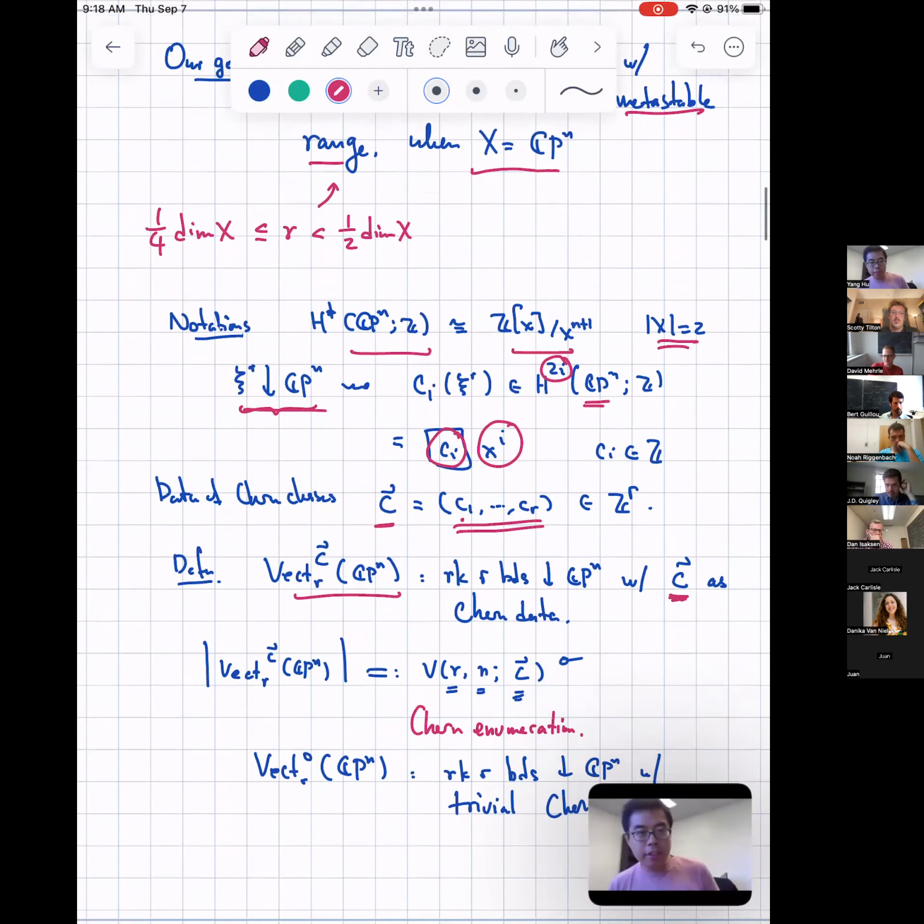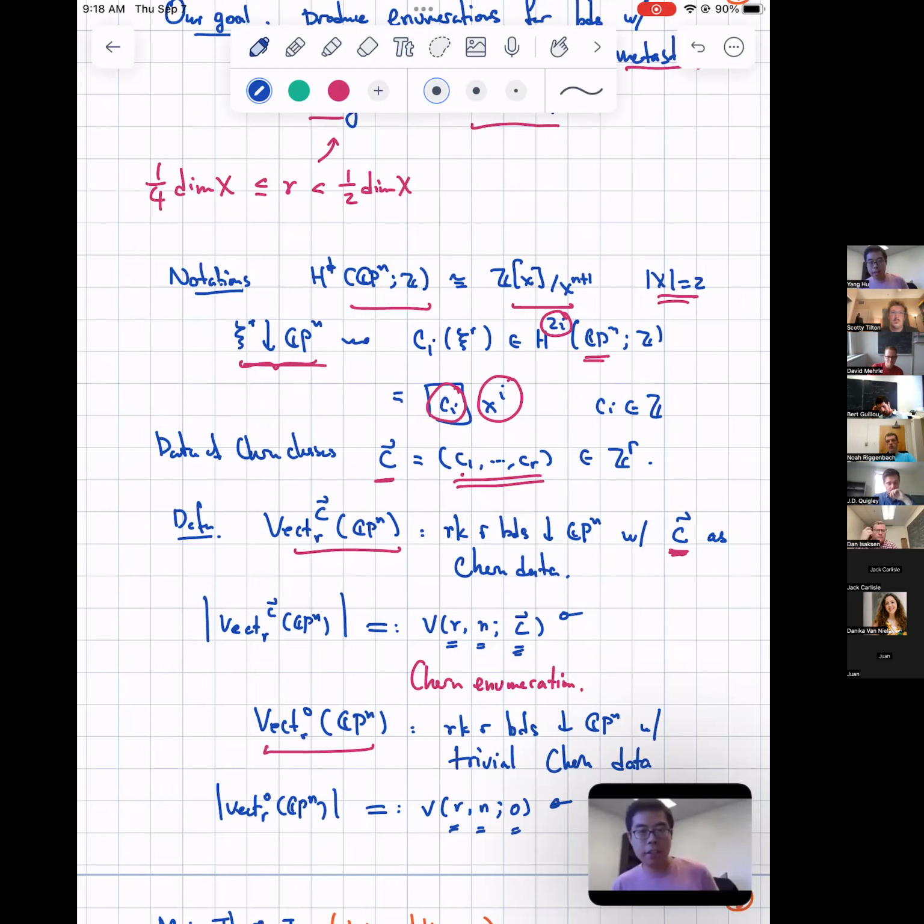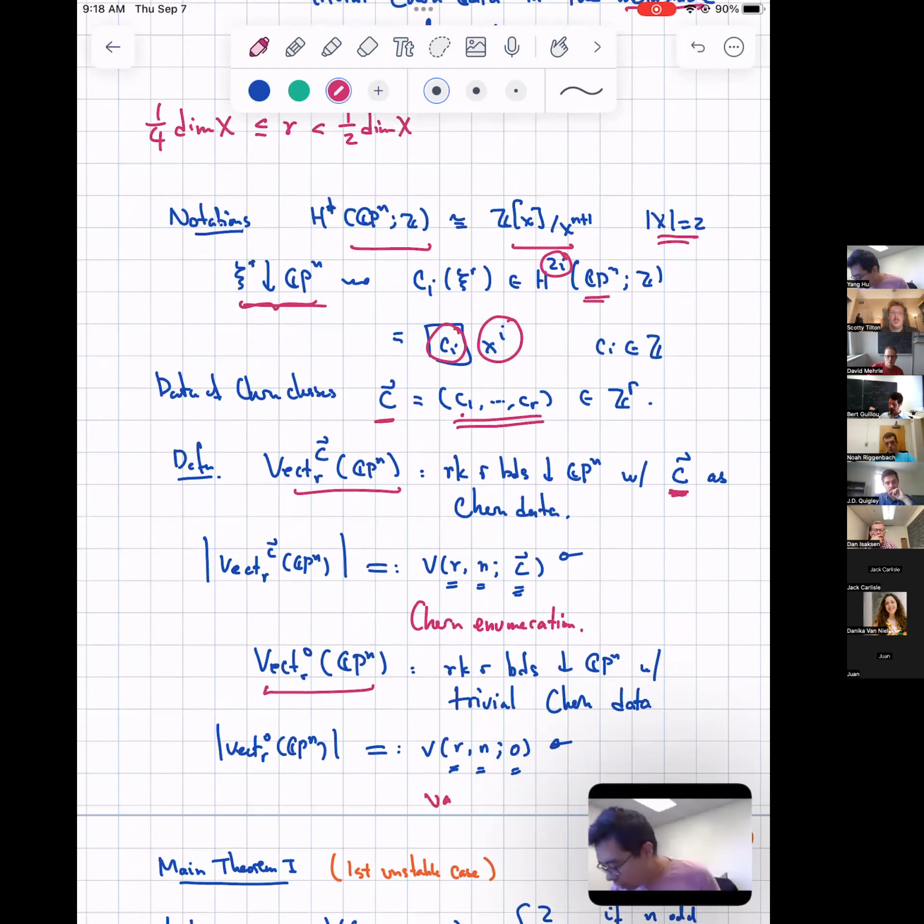And a special case of Chern enumeration is when the Chern data we fix is completely trivial. So we're going to write Vect_R^0(CP^N) as the subset of rank R bundles over CP^N with trivial Chern class data. And this cardinality we're going to write as B_{R,N}^0. So this is the number that records the number of rank R bundles over CP^N whose Chern classes all vanish. And finding this number is what we call vanishing Chern enumeration.